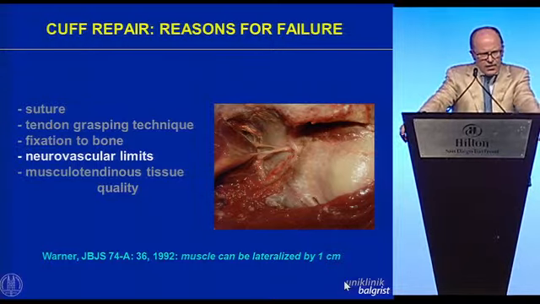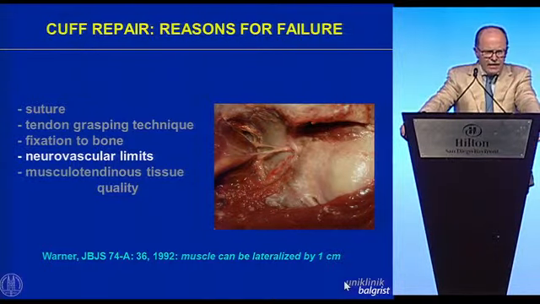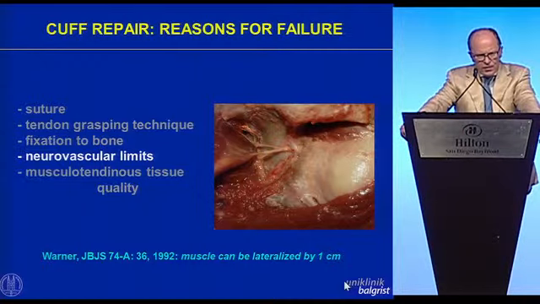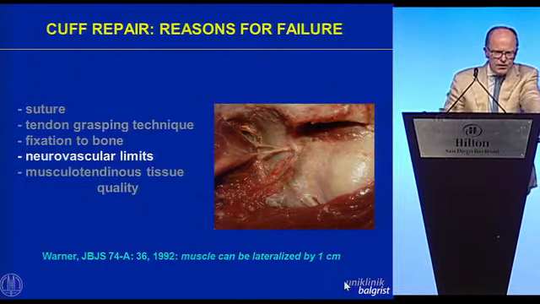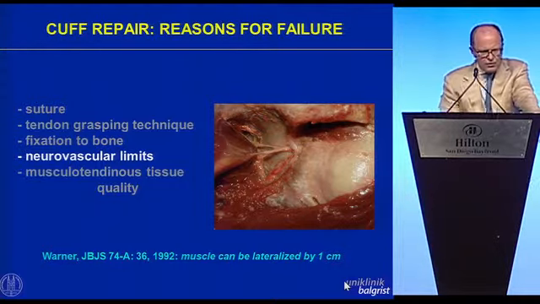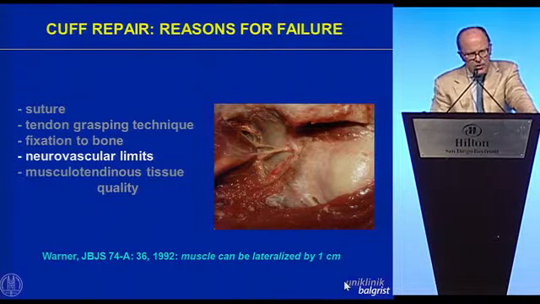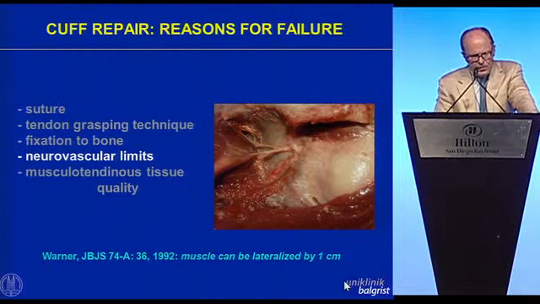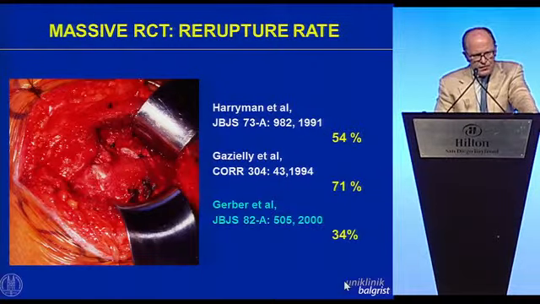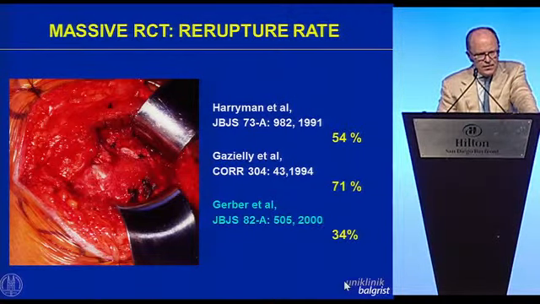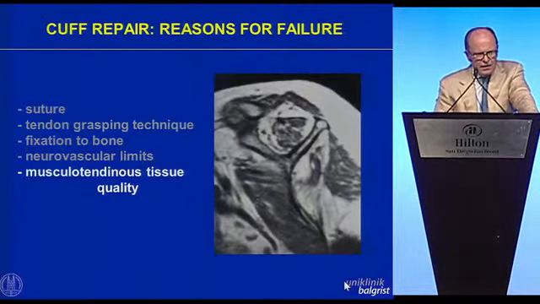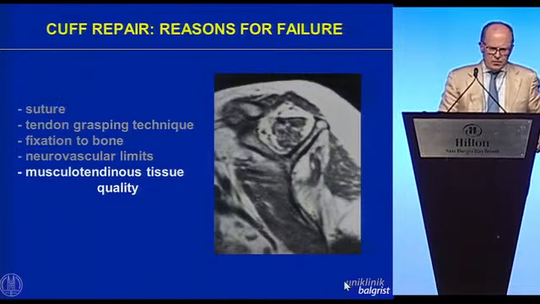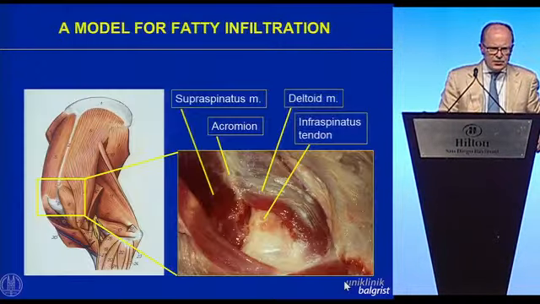We looked at the neurovascular limits and could show that you cannot lateralize the muscle by more than 1 centimeter without causing injury. So if you have a substance destruction of more than 1 centimeter, you cannot go laterally without injuring the neurovascular junction. But knowing all that, we still had a failure rate in massive tears of 34%. And we found that the reason for that was the quality of the musculotendinous tissue.